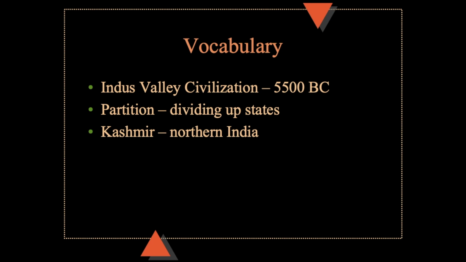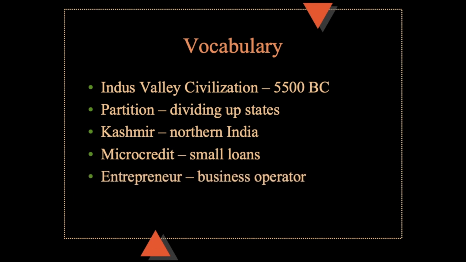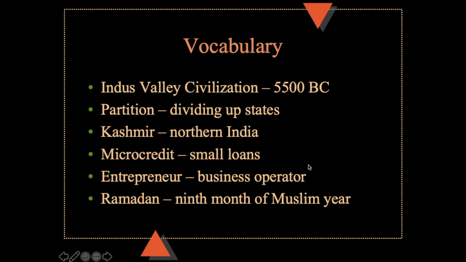Kashmir is in northern India, and it is a highly contested area between India and Pakistan. Microcredit. These are small loans, usually with low interest, given to developing countries. An entrepreneur is usually a business operator or someone who creates businesses and manages them. And finally, Ramadan, which is part of Islam. It is the 9th month of the Muslim year, and it involves fasting. We'll talk about that towards the end.